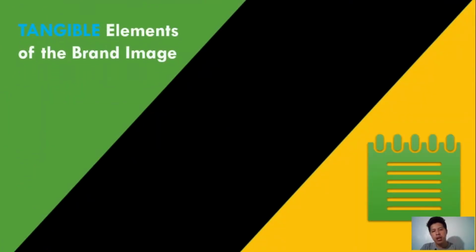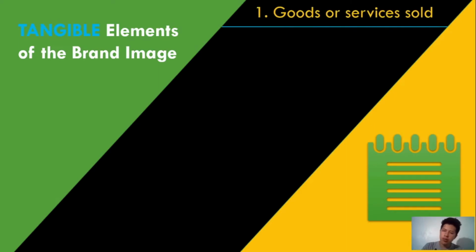And next we have tangible elements of a brand image. So these are actual identifiable objects that could attach to a particular brand that is easily identifiable by the customers. Number one is the goods or services sold. When the goods or services being sold is of fine quality, that is an image that will form in the eyes and in the perspective of our customers. There are a lot of products that might sound unworthy of their money, but when they get hold of that particular brand or that particular product, they can feel the quality of the product. They can feel the value of the money in that particular product. And so that is an image of quality.